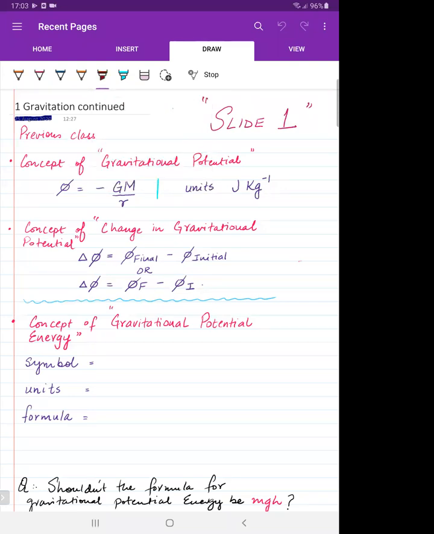So in the previous class we discussed that gravitation potential was denoted by the symbol phi. It was measured in units of joules per kilogram. We also realized that the change in gravitation potential can be written as follows: delta phi is equal to phi's final value minus initial value.